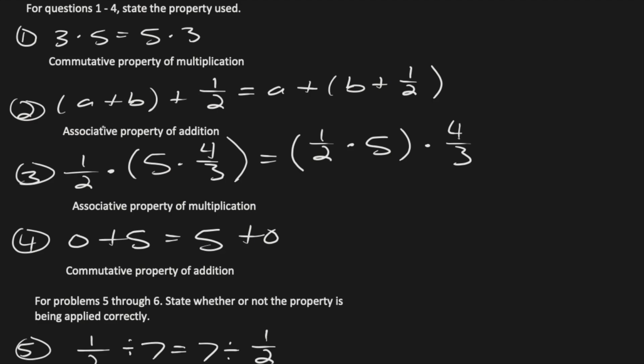And then here, what's being used is the associative property of addition. Remember, associative has to deal with grouping. So on the left side of the equation, we have a plus b in parentheses. But on the right side of the equation, the grouping changed, and it's now b plus 1/2 in parentheses, which is true according to that property.